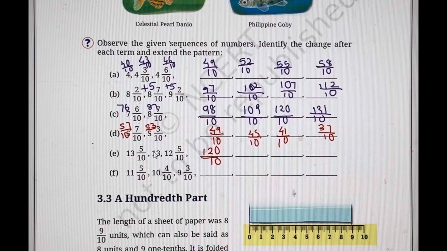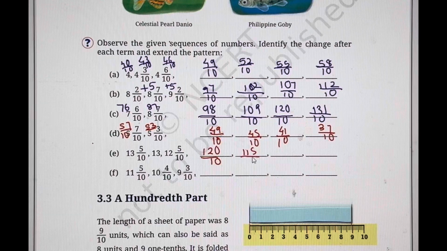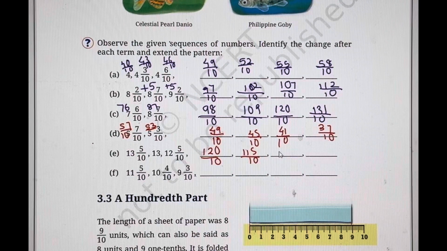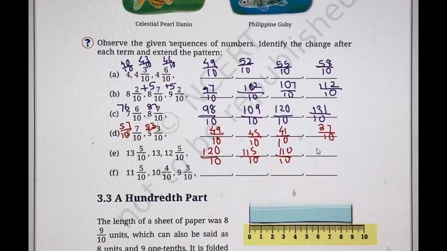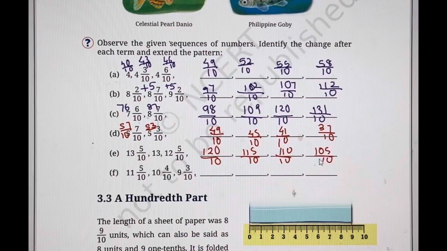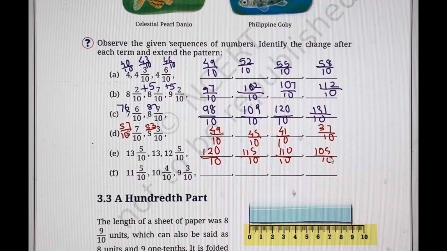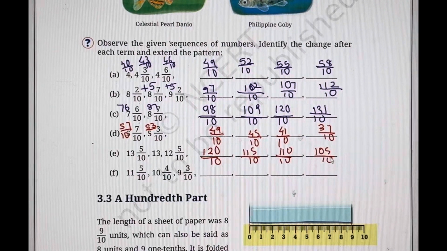You can see there are whole numbers in between. Why are the whole numbers there? You will understand if you cancel this 0, 0. But we are writing in this form because it's easy to subtract. So 120 minus 5 will be 115 upon 10. Then 115 minus 5 will be 110 upon 10. Again, which becomes 11. Okay. And 110 upon 10 minus 5 will be 105 upon 10. So these are the next 4 numbers. Once you understand the pattern, you can easily find out the next numbers.